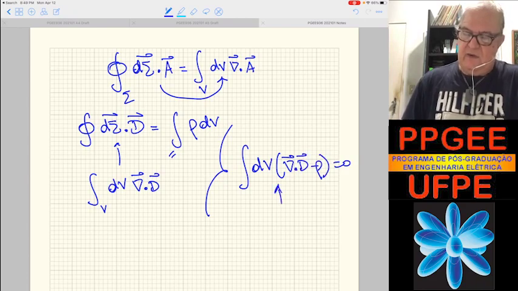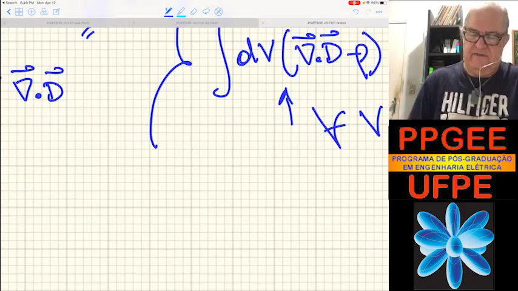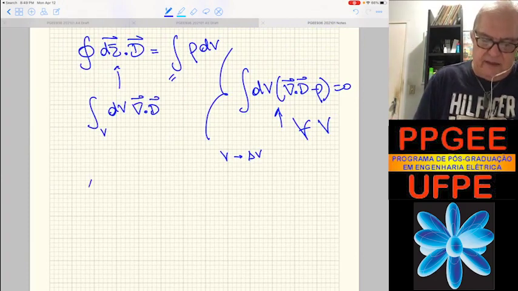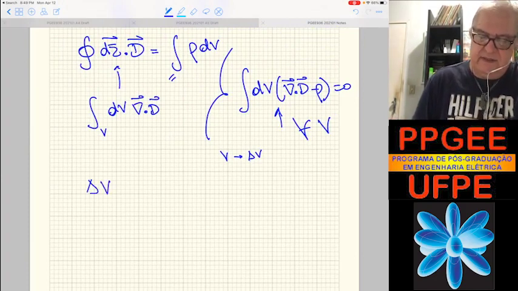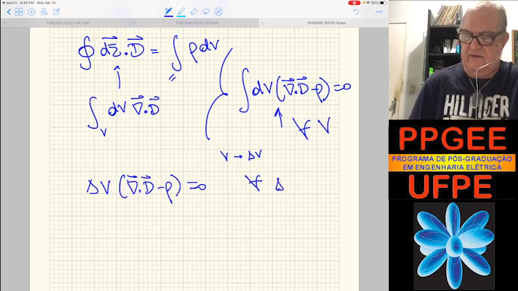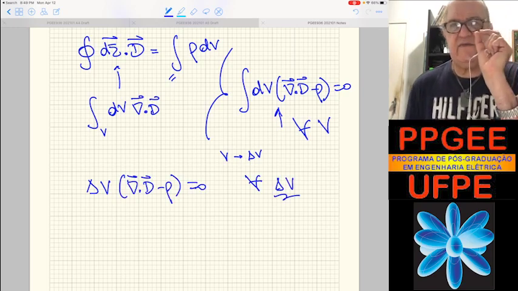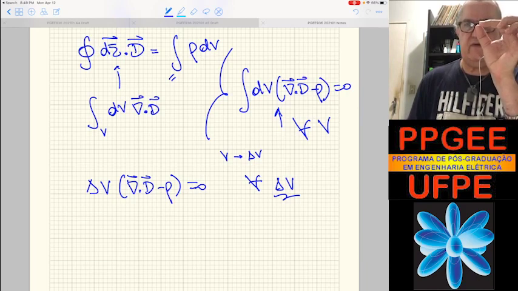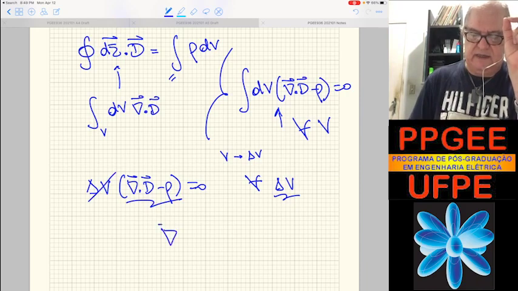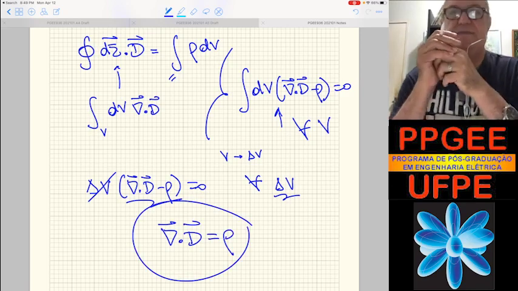And this is valid for whatever V you use. In particular, if you make V a differential volume, this integral is simply the product of delta V times the divergence, and it equals 0, whatever value of delta V you use. If it's very small, pick a differential volume. So we can show that delta V is non-zero, so it means that this thing has to be 0. So that's the first differential equation that we get.